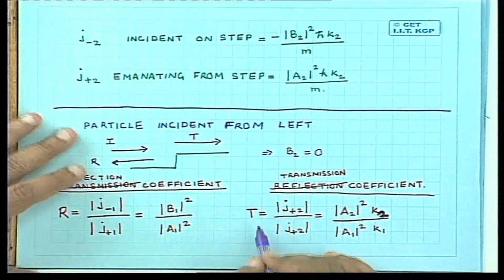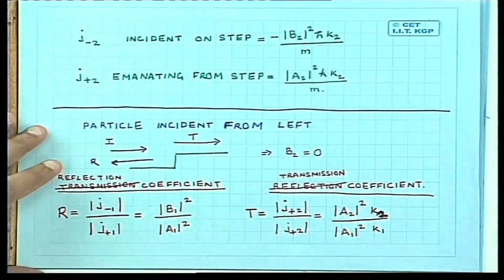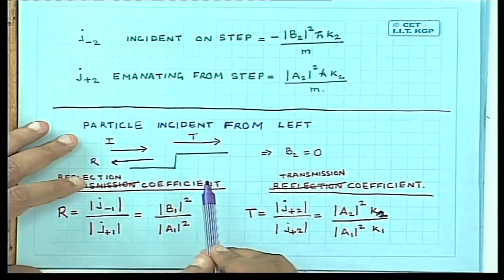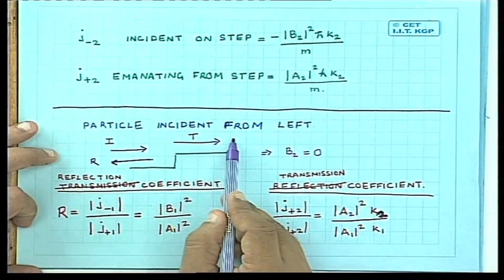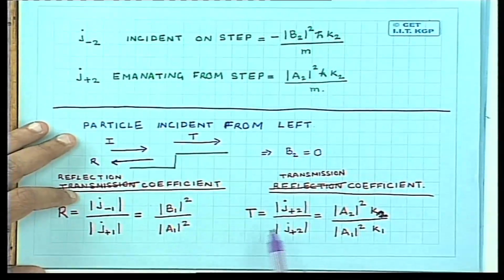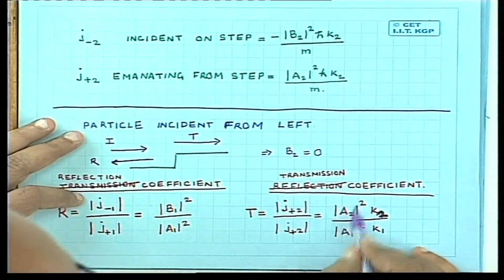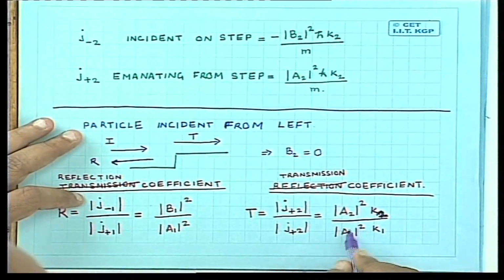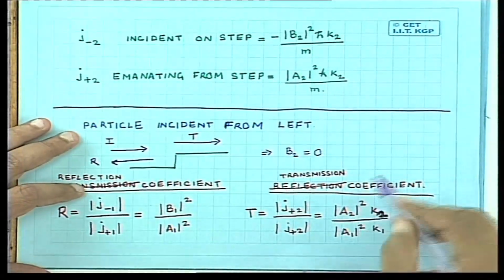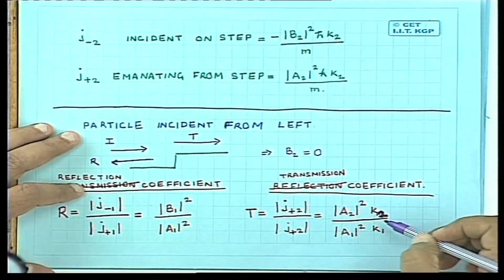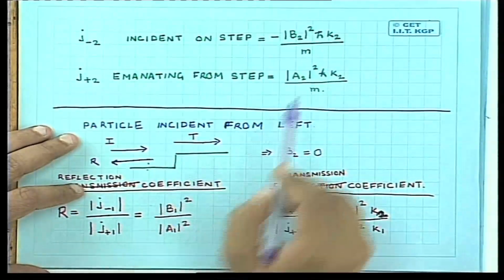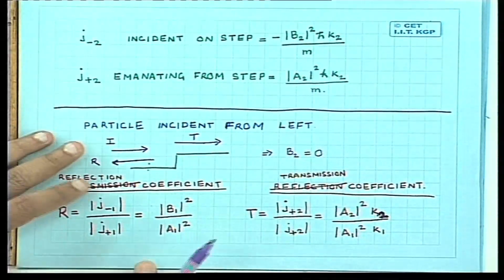Similarly, we want to calculate the transmission coefficient. The transmission coefficient is the ratio of the probability current corresponding to the part of the wave which is transmitted onto region 2 divided by the incident probability current, and this comes out to be a2 mod squared by a1 mod squared, and you have the ratio of k2 by k1. This ratio of k2 by k1 arises because the wave numbers on these two sides are different, and the wave number also appears in the expression for the probability current.